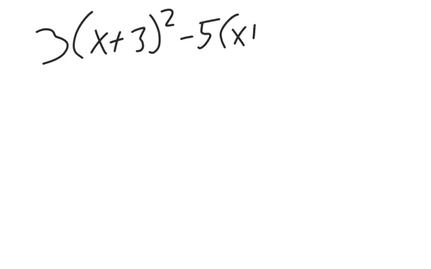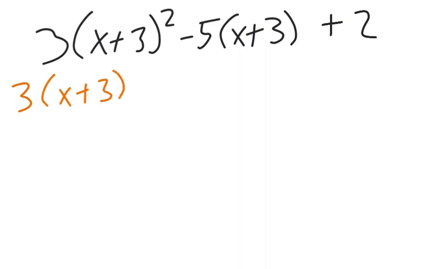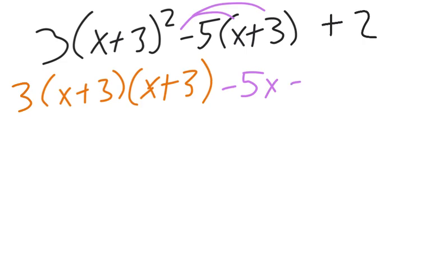So I had 3 times, was it x plus 3 squared plus 5? Minus 5 times x plus 3. Was it plus? So if I had to distribute, x plus 3 squared means x plus 3 times x plus 3. And then for me, I would go ahead and distribute here. Negative 5 times x is negative 5x. Negative 5 times 3 is negative 15 plus 2.